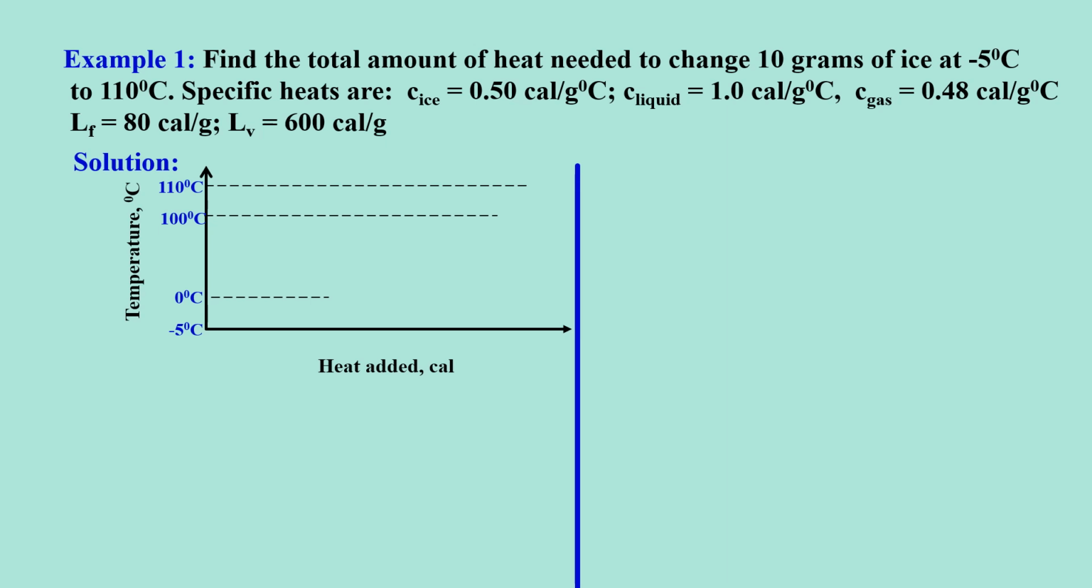Example number 1. Find the total amount of heat needed to change 10 grams of ice at minus 5 degrees Celsius to 110 degrees Celsius. Specific heats are, for ice, 0.50 calorie per gram per degree Celsius. For the liquid, it's 1.0 calorie per gram per degree Celsius. And for gas, it's 0.48 calorie per gram per degree Celsius.